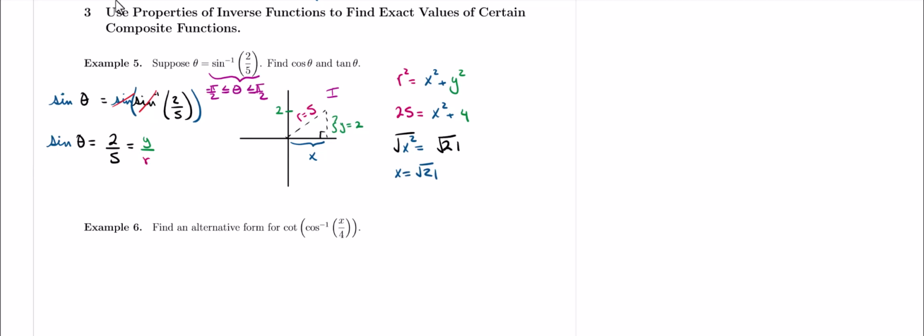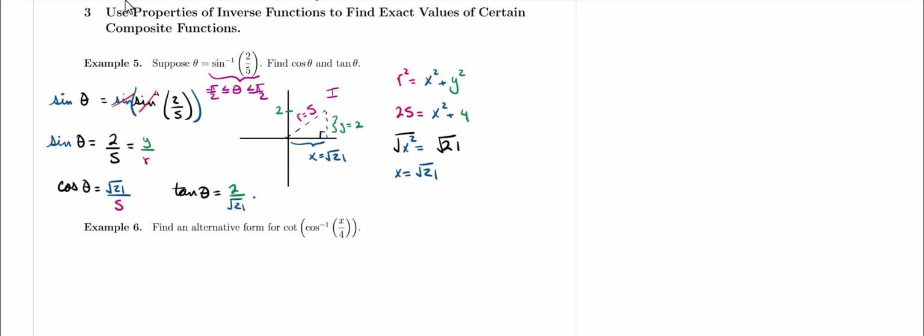Now that we know what x is, we have the missing piece of the puzzle. We can figure out our cosine value and our tangent value. The cosine of the angle is equal to x over r, so root 21 over 5. The tangent of the angle theta is equal to the side opposite, the y, over the adjacent.